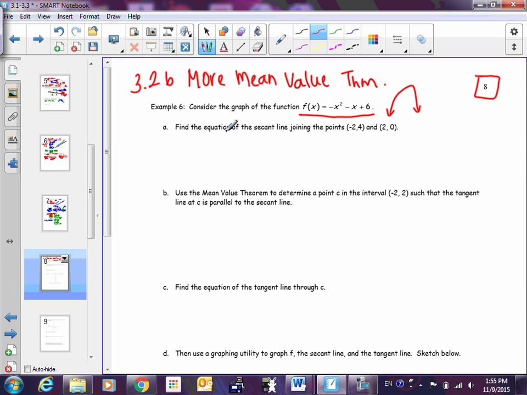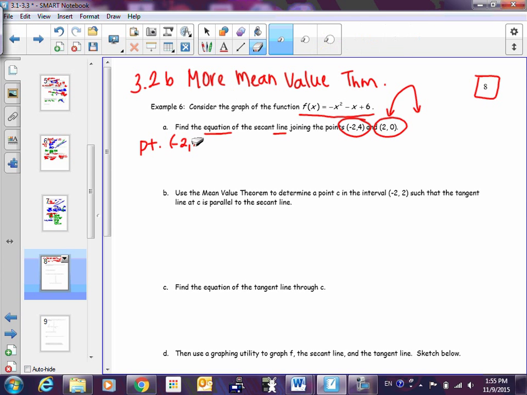So in part A, it says find the equation of the secant line joining the points. Now, I just want to say something. If I took out this word secant, I could give this to an Algebra 1 class, and they could do it. So I know y'all can do it when you don't let the word secant throw you off and make you think it's much more difficult than it is. I'm just asking you for an equation of a line joining these 2 points. Okay, so remember, for a line, you need a point. Well, we have 2 of them, so we get to just choose one. Doesn't really matter which one you choose. I'll just choose -2, 4. It does not matter which one.